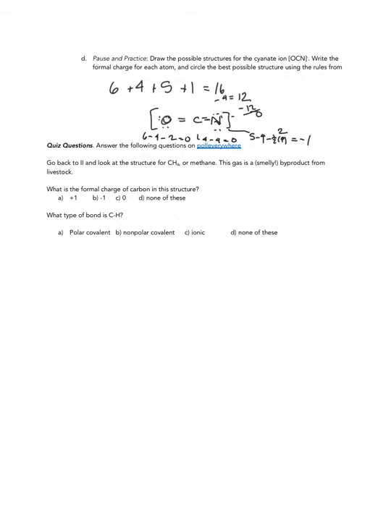But there's one more factor we have to consider, which is to figure out if this is the best structure, and we need to go back to our rules. If we have a negative charge, we want it to go on the most electronegative atom. Is nitrogen the most electronegative atom in our structure? No, it's oxygen. So let's try redrawing our structure again over here on the left.